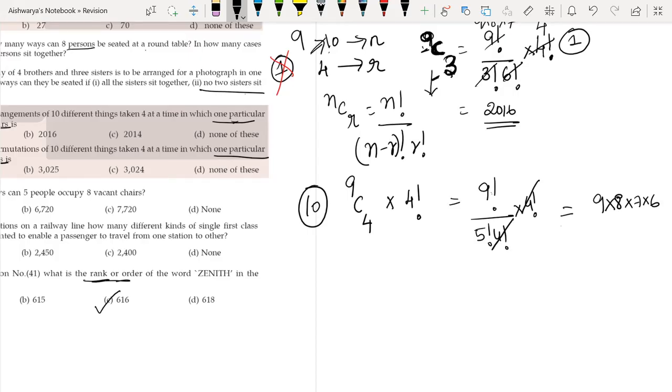So just calculate this and see what you get. You must be getting 3024. Are we clear?